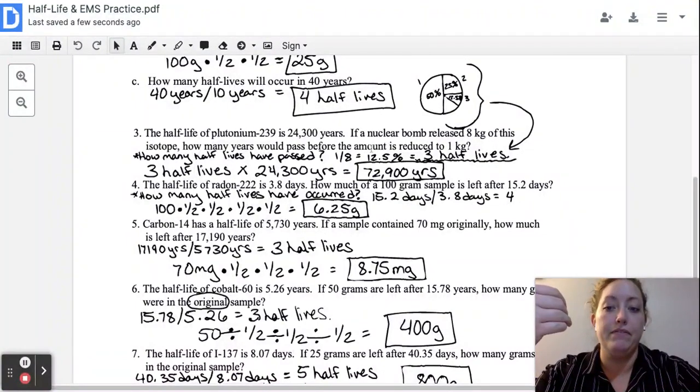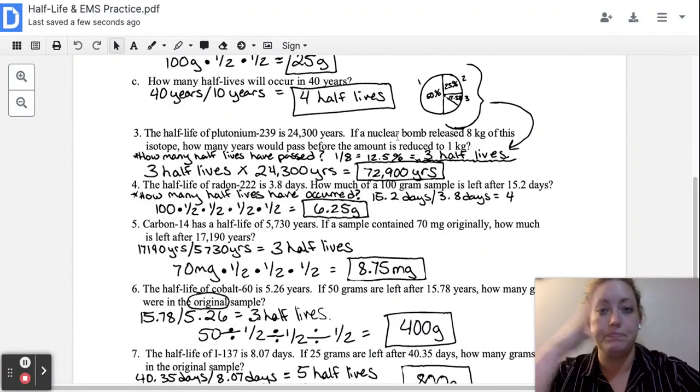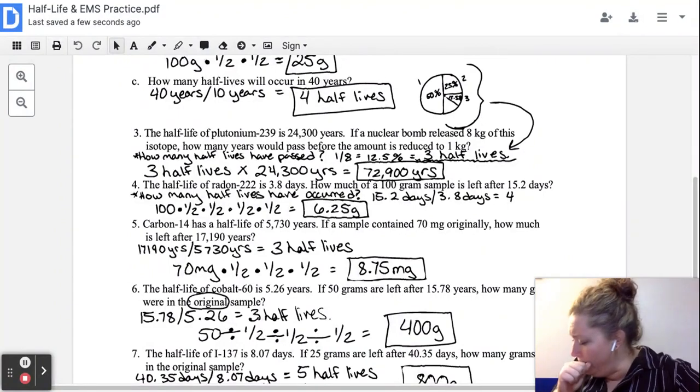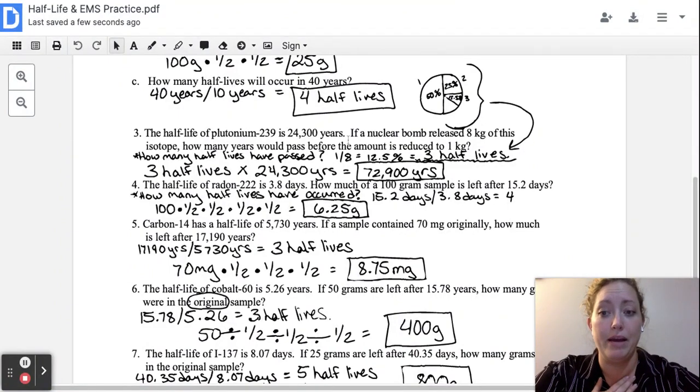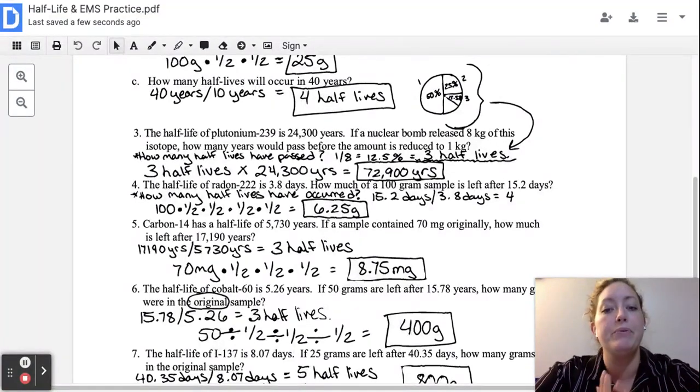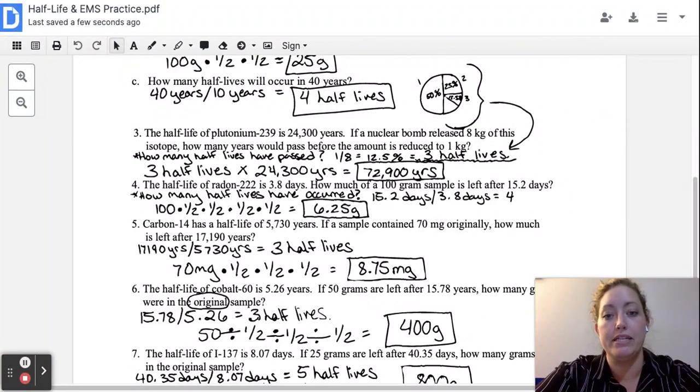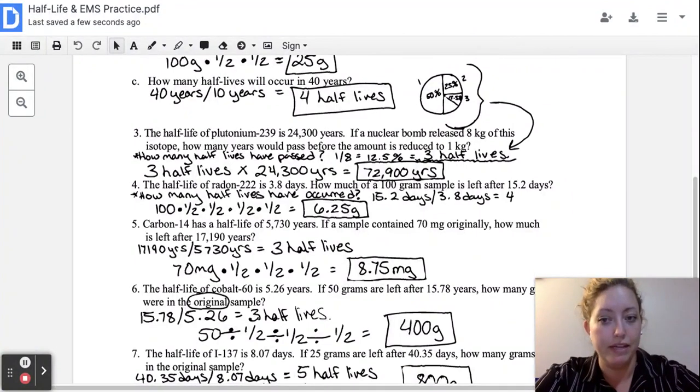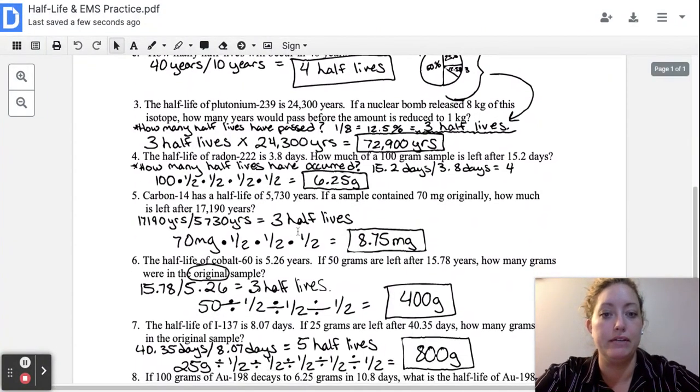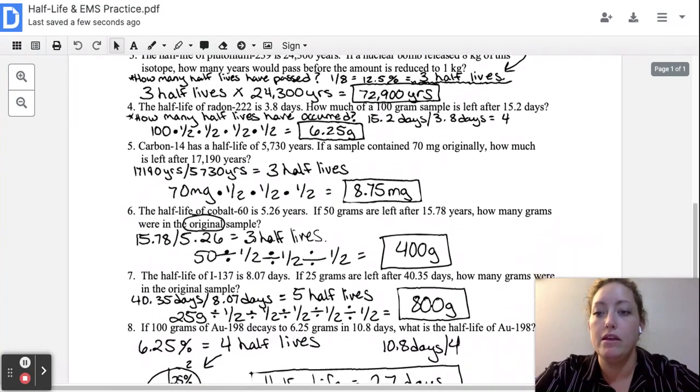Now you have to go back in and figure out how many years would have passed before that happens. So if you have 3 half-lives times the amount of time that your half-life is, which in this case is 24,300 years, you're going to end up with 72,900 years is how long it's going to take before that plutonium degrades all the way down to 1 kilogram.